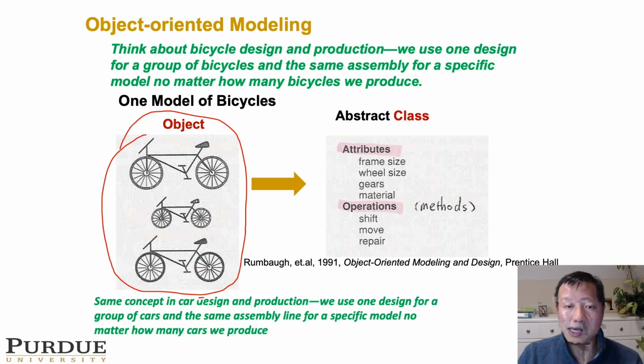We have many bicycles. But if you look at many bicycles, I mean, they can all be described by the same set of attributes. What is the frame size? What is the wheel size? What are the gears? What is the material, right? And you can use different frame size. You have different wheel size. You can use different gears. You can use different materials. But they are all part of this class called bicycle. And every individual bicycle becomes a bicycle object. So this same concept applies to car production, I mean in car design and production, right? We use one design for a group of cars and the same assembly line for a specific model, no matter how many cars we would like to produce.